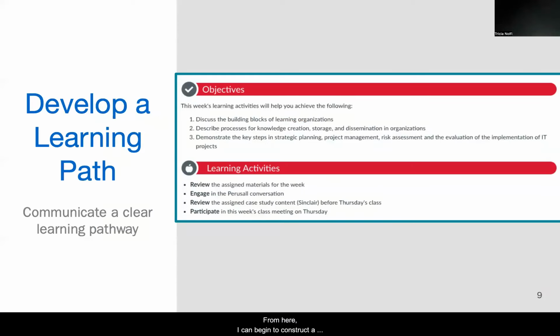From here, I can begin to construct a learning path for the students. In doing so, I will ensure that the students understand the steps they will need to take to complete the required work for that week, module, or unit in order for them to achieve those learning outcomes. When students have a clear understanding of what they need to do and where to do it and when to do it, they can direct their energies on learning and applying those course concepts.